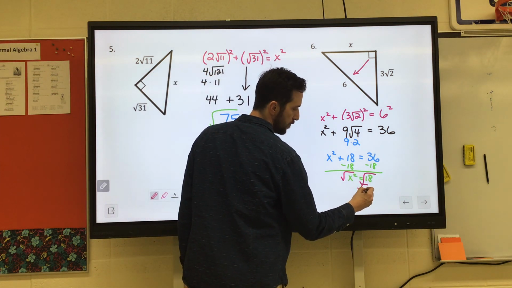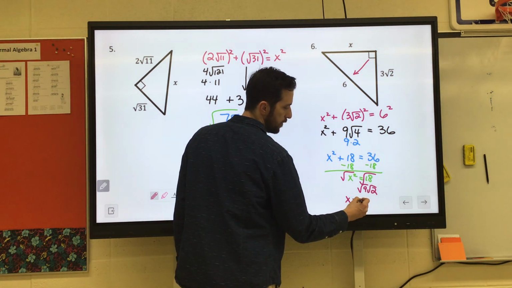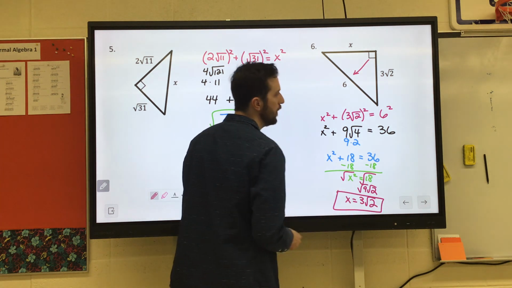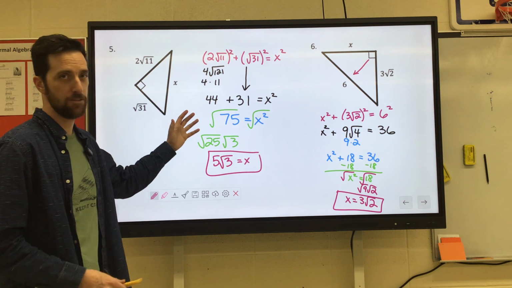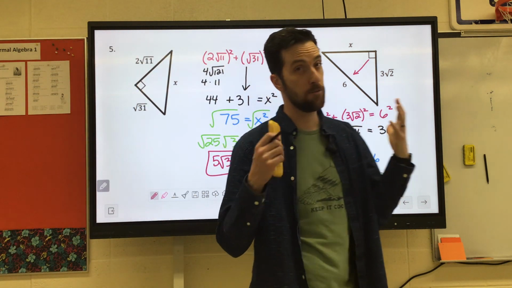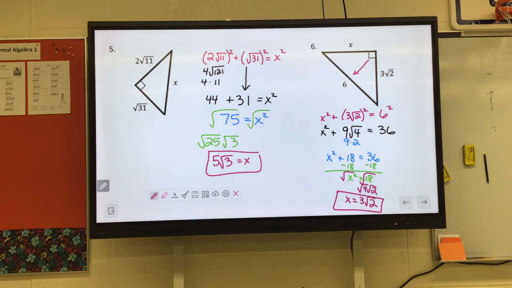18 is not perfect, but it's 9 times 2. Square root of 9 is 3, so we got 3 root 2. Fun! We did a problem where we found the hypotenuse with radicals. We did a problem where we found the leg with radicals. Every problem is one of those two methods. You're looking for a leg or a hypotenuse.